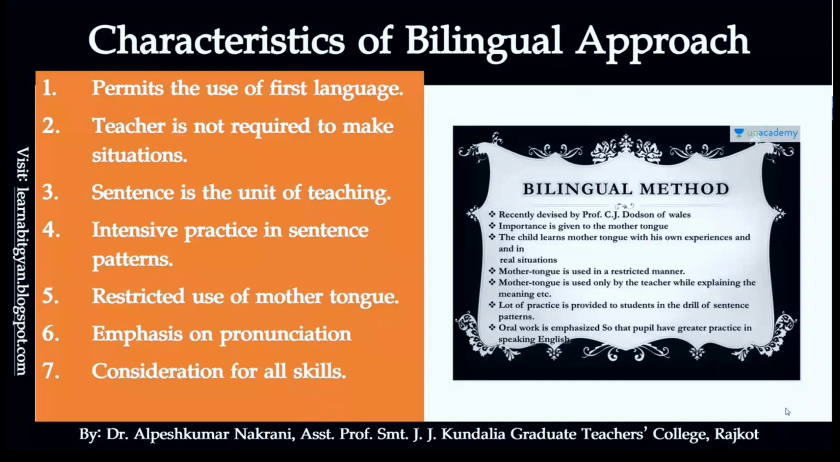What are the characteristics based on the concept? First, it permits the use of first language, means it allows to use mother tongue. Teacher has no stress of creating situations, the context. Mind well, sentence is the unit of teaching, not the word. Word was the unit of teaching in grammar translation method. Sentence is the unit of teaching in direct method. In the same way, in bilingual approach, sentence is the unit of teaching.